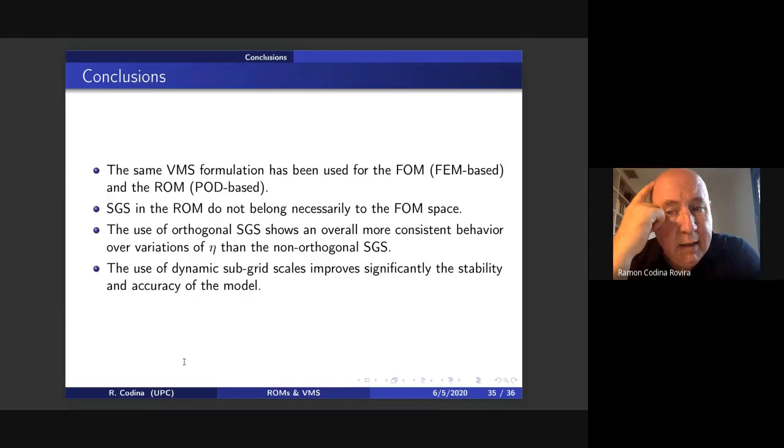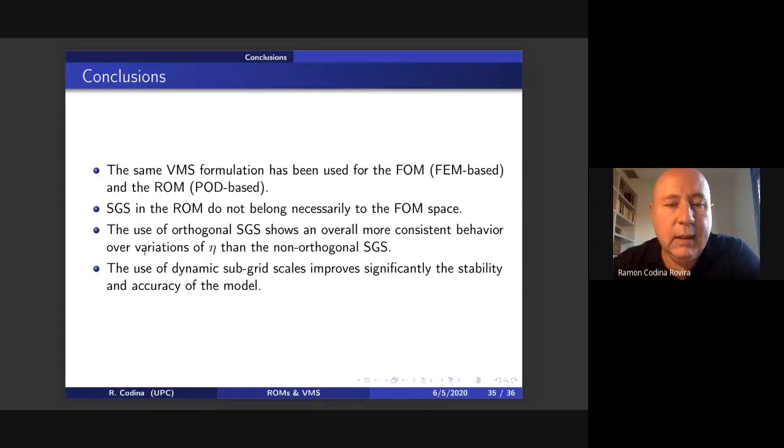That remark is more or less a historical one. The subscales in the ROM space do not belong to the FOM space, so that is simply saying that we split again the continuous space into the ROM space and the space of subscales. Because one idea that I had at the beginning that does not work as well as this one is that the subscales of the ROM should be the complement of the ROM space in the FOM space, and this does not work. That works, but this approach that I am presenting now is more robust.